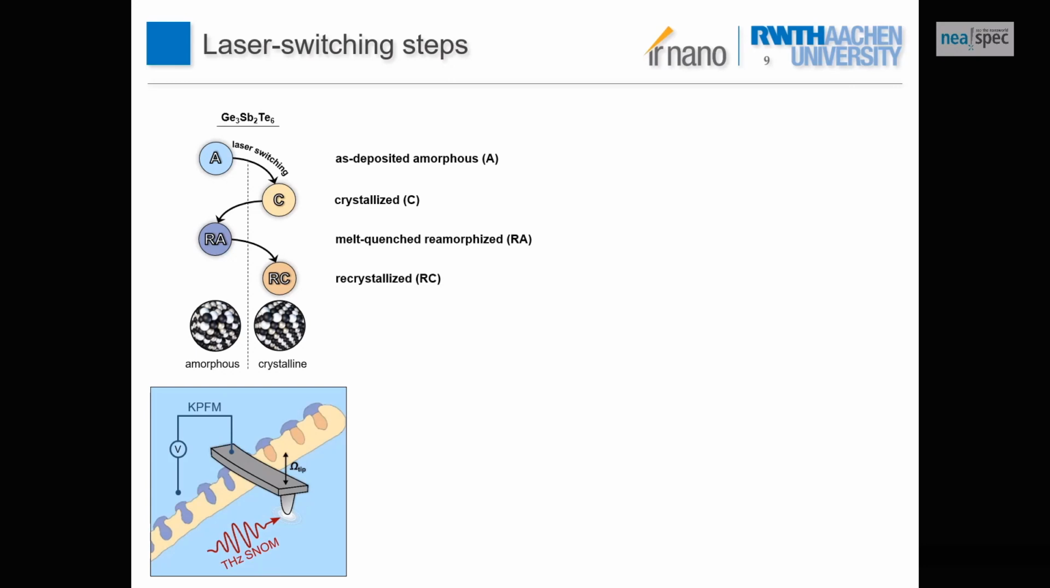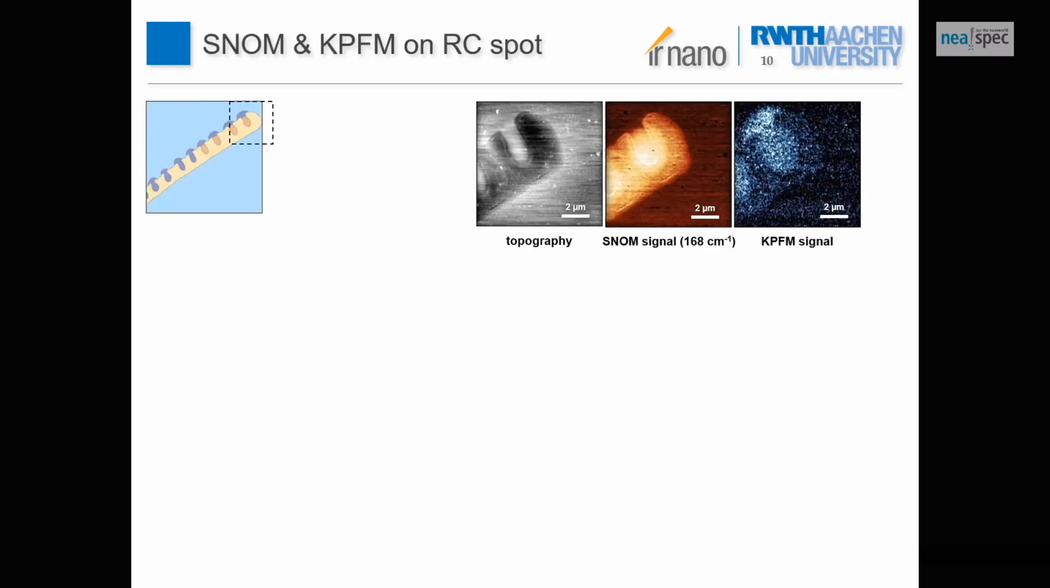And then we investigated this with SNOM and KPFM, as I said, and looked especially at the re-amorphized spot and the recrystallized spot. The re-amorphized spot is in the paper because there's not enough time here. But I'm going to look at the recrystallized spots with you and see what actually happens there. So if we look at these images that we recorded, which is an AFM image, a SNOM image, and a KPFM image, all at the same time in situ, first you see a change in topography, right? So there's some topography going on there.